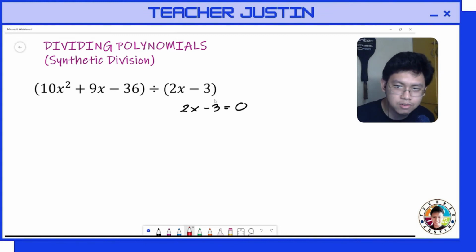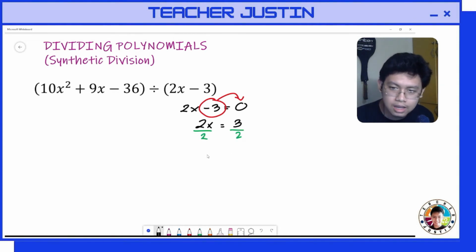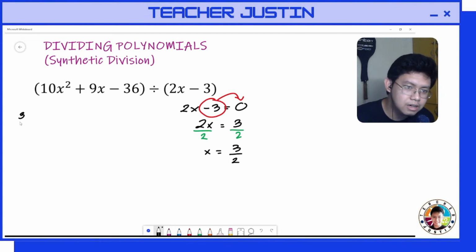So let's transfer negative 3 to the other side of the equation, giving us 2x is equal to positive 3. Then let's divide both sides by 2, giving us x is equal to 3 over 2. And 3 over 2 will serve as our divisor for our synthetic division. So let's place it here, 3 over 2.